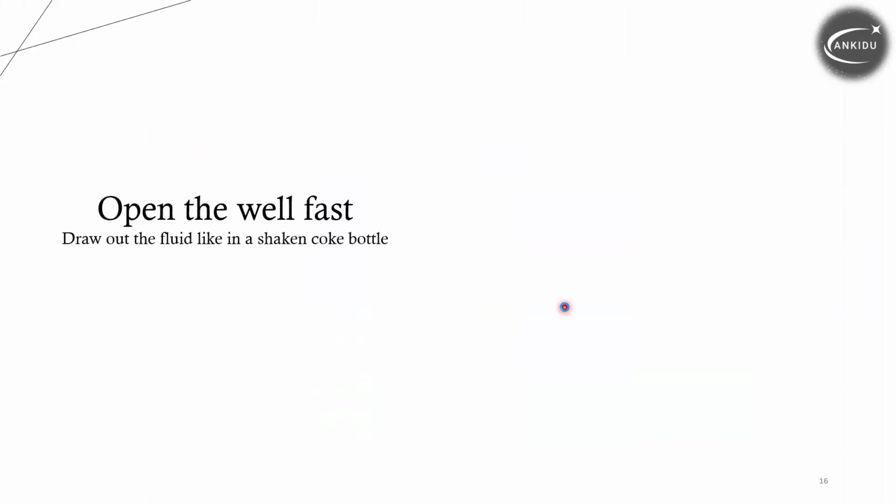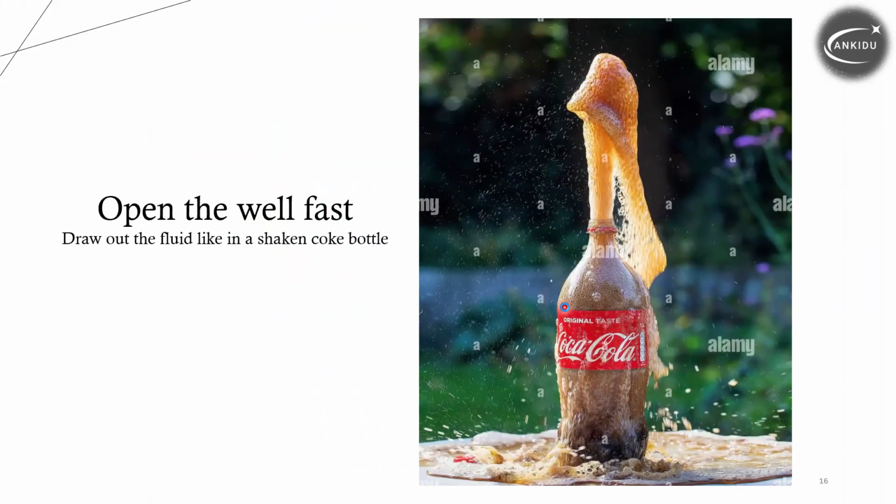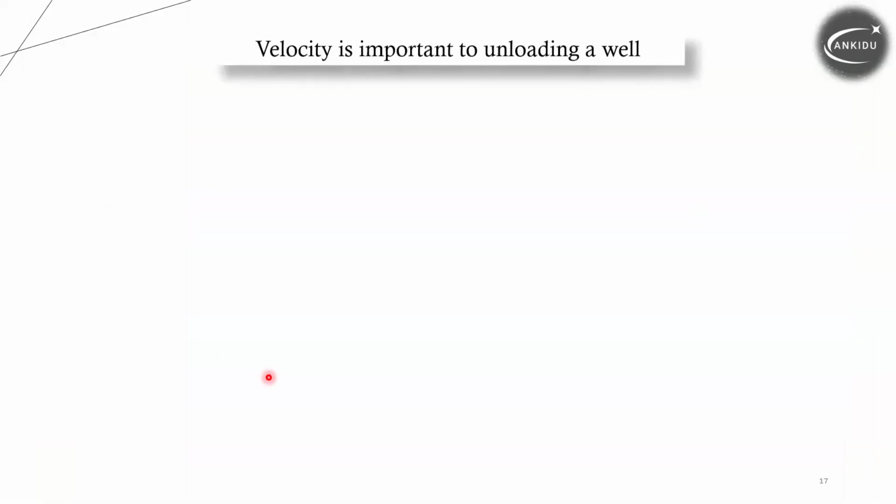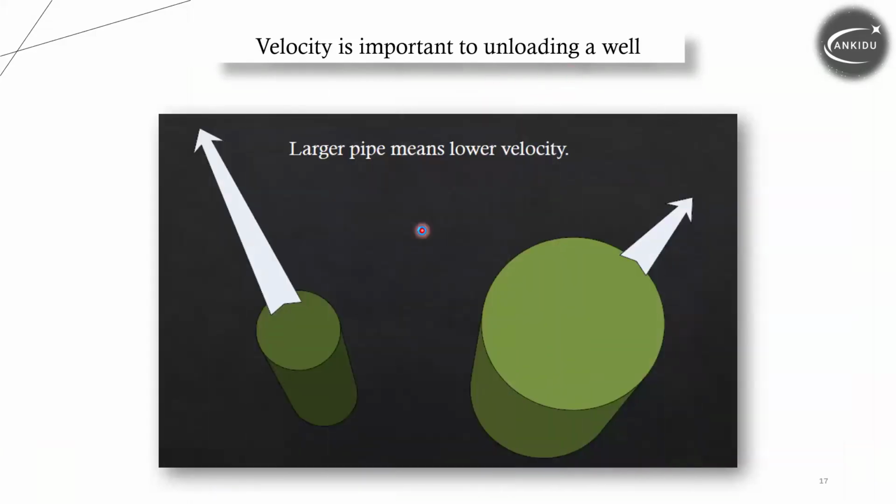Okay, so what's the solution? Open the well fast. It's just like a Coke can. When you open it fast, you get this wonderful fallout from your can. So throw out the fluid, like when you shake a Coke bottle. So open the well fast. Why? Let's check. Velocity is an important factor here, playing a role in unloading a well. So if we consider the size of the inside diameter inside our wellbore, do we open both tubing and annulus?